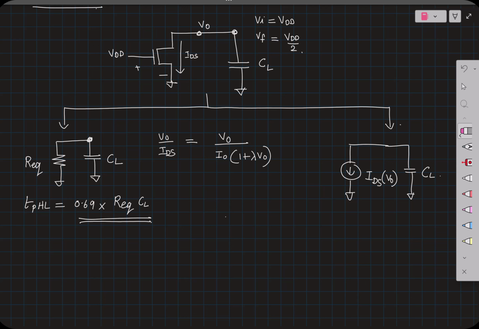One is to model your transistor as an equivalent resistance, and once you have that, your circuit boils down to an RC network. The other one is to model your transistor as a current source, where the current source is a function of V0, and then you have a capacitor being discharged by a current source. Which of these methods will you use to calculate the delay? Current source. Why? Calculation seems simple. Everybody agrees?